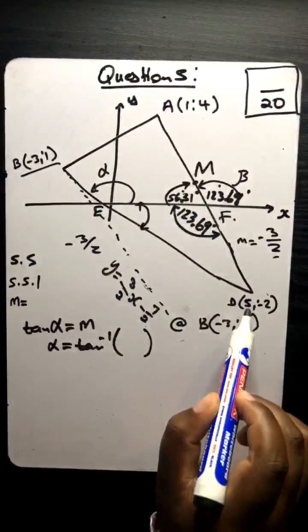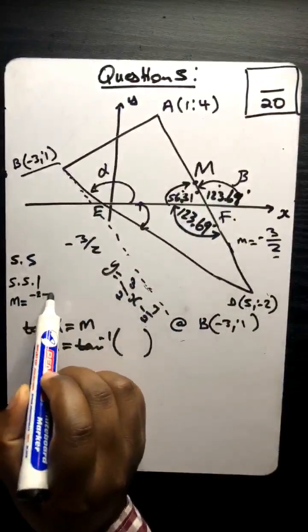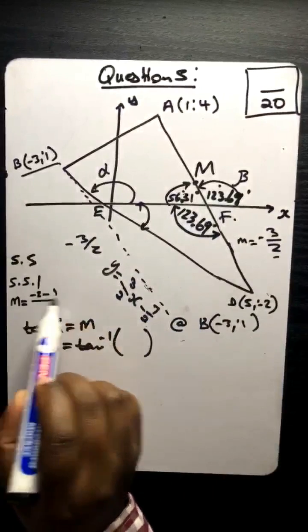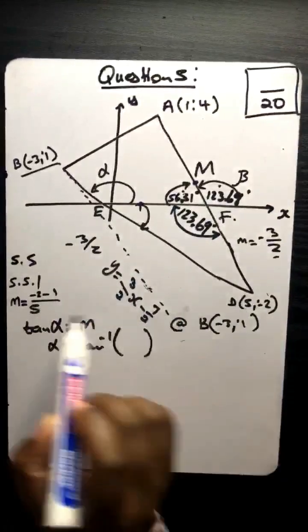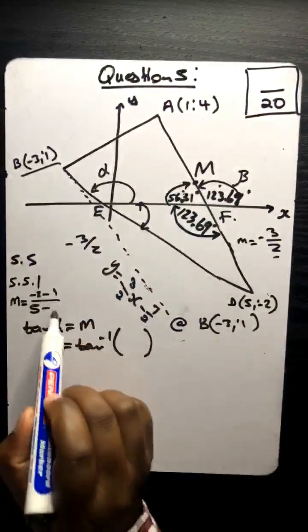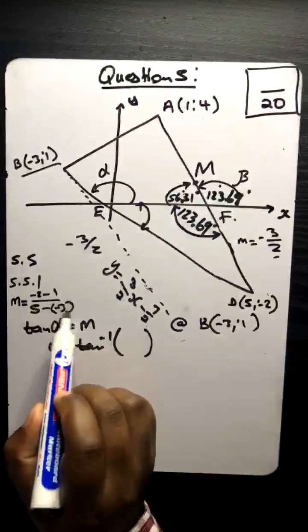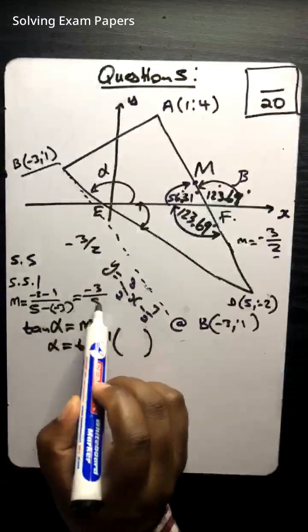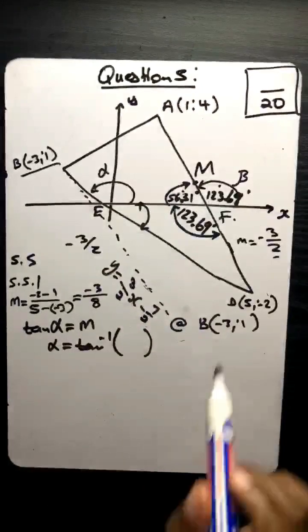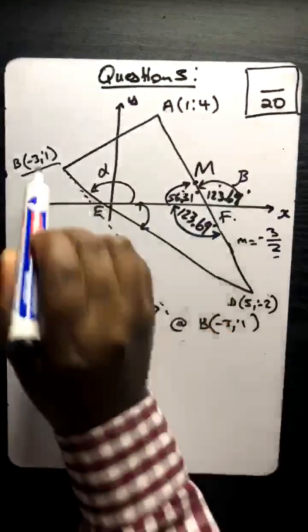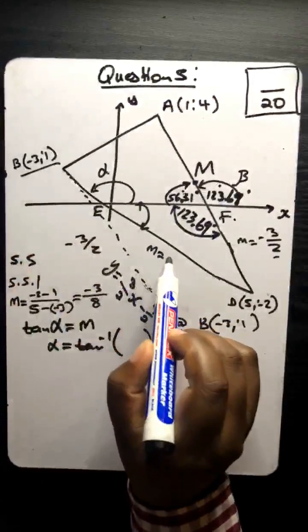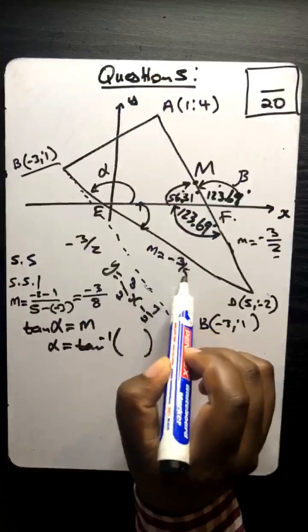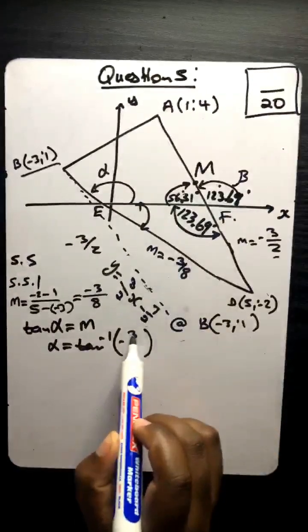So we are going to have y2, which is -2, minus y1 being 1, over x2 being 5, minus that -3. Then what are you getting? I think here we get -3, over here we get +8. I'm not sure if you guys agree with me that the gradient of that line is -3 over 8, which is what I'm going to substitute there.